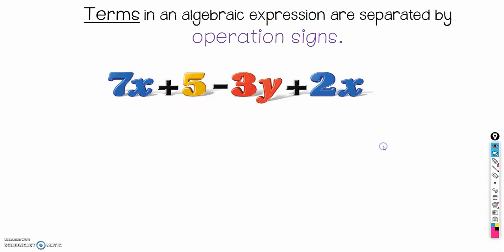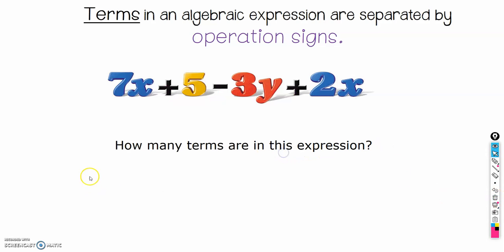So let's see what else we've got here. Knowing that, just really quickly, how many terms are in this expression? And hopefully you figured out really fast. We have 1, 2, 3, 4.